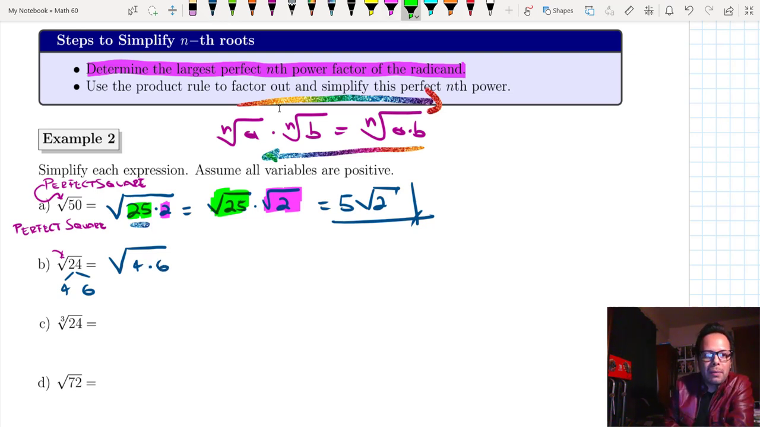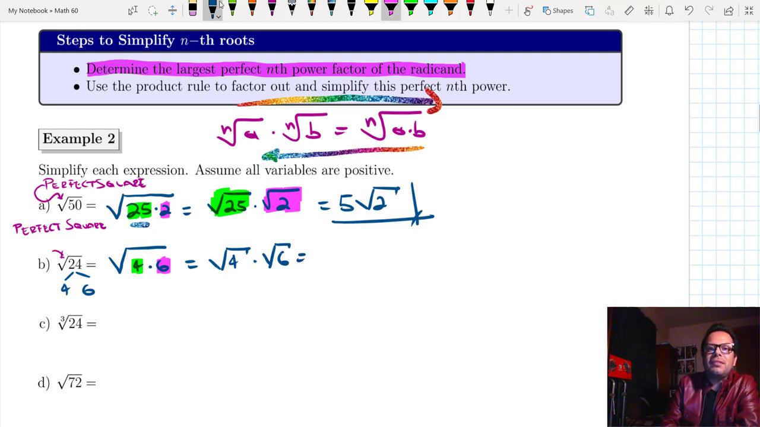Why? Because here we have a perfect square, the number 4, but 6 is not a perfect square, which I will highlight with purple. Okay, so let's simplify this as the product of two radicals, the square root of 4 times the square root of 6. Let's keep highlighting with the same colors: green for the ones that are good for evaluating the square root, and purple for the ones that won't.